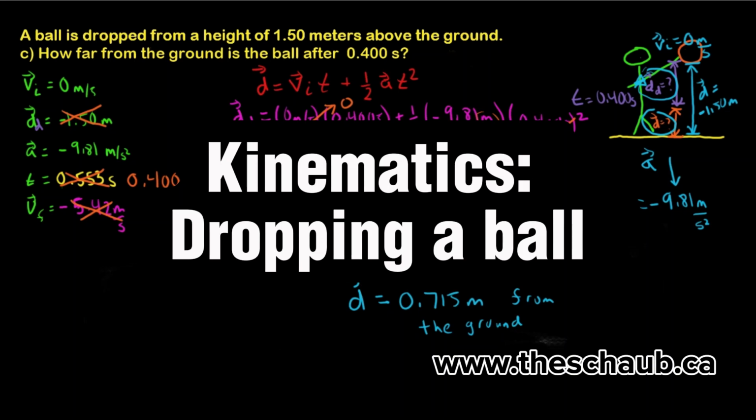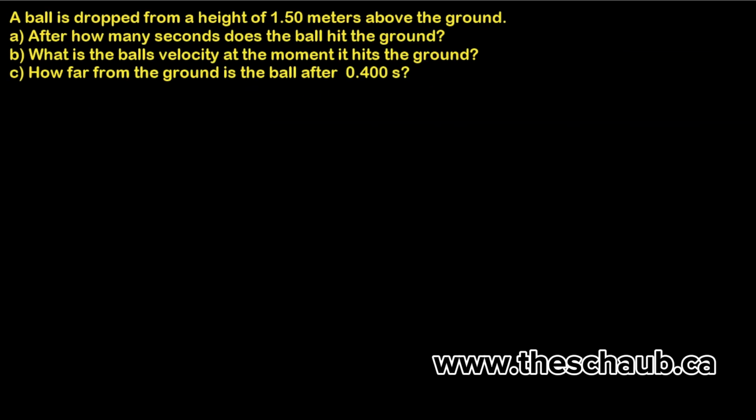Welcome to this video on vertical kinematics, where we explore a ball being dropped to the floor. A ball is dropped from a height of 1.5 meters above the ground. In part A, we'll find how many seconds it takes the ball to hit the ground. In part B, what the ball's velocity is the moment it hits the ground. And in part C, how far from the ground the ball is after falling 0.4 seconds.